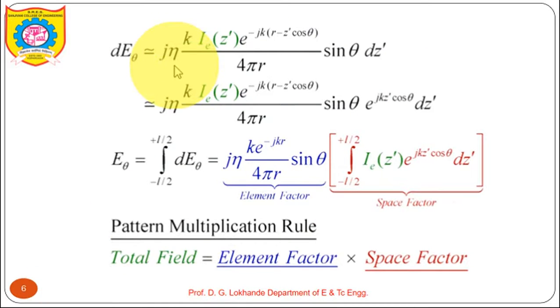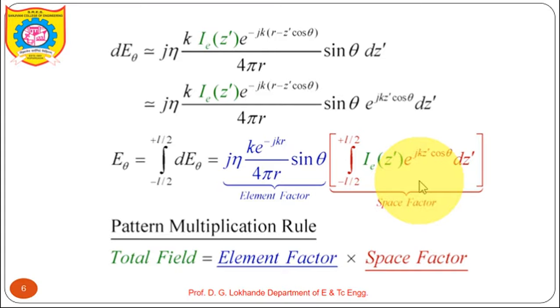If we observe the equations, dE theta is approximately equal to j eta k I of z dash e raised to minus j k in bracket r minus z dash cos theta bracket complete upon 4 pi r, sin theta dz dash. Now if we separate and integrate the components, E theta is equal to, we are getting it, the blue colored part called the element factor and the integrating part called the space factor. So here we are applying the pattern multiplication rule.